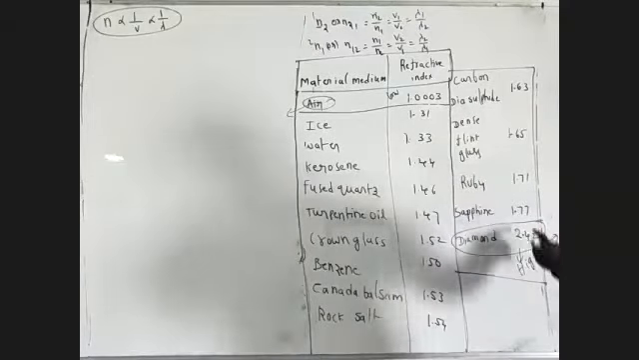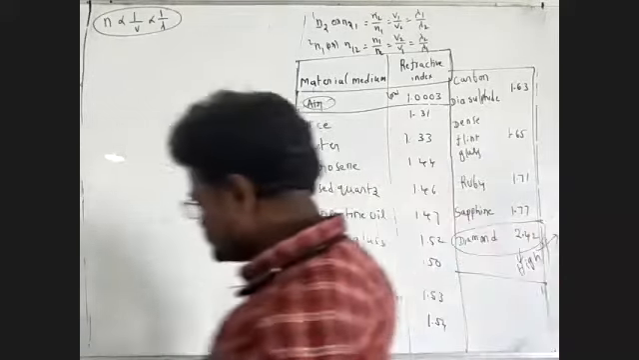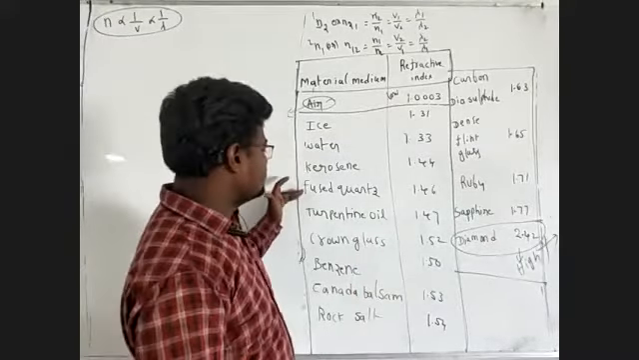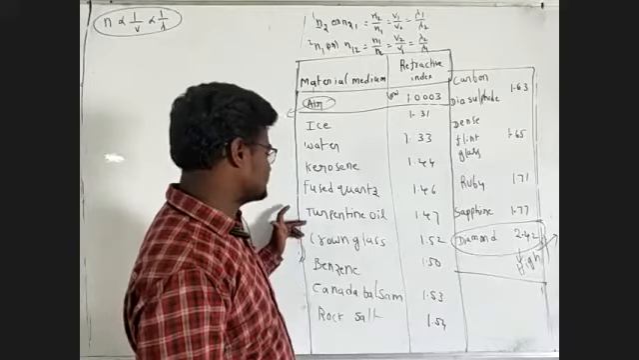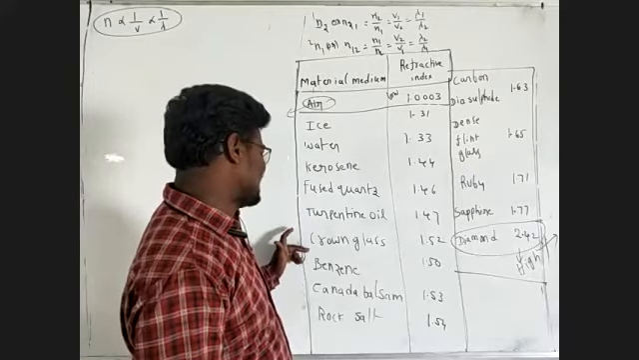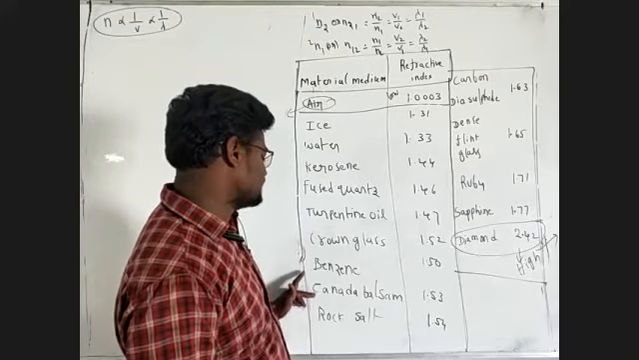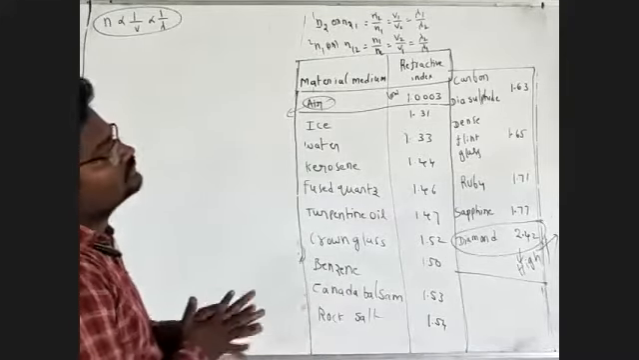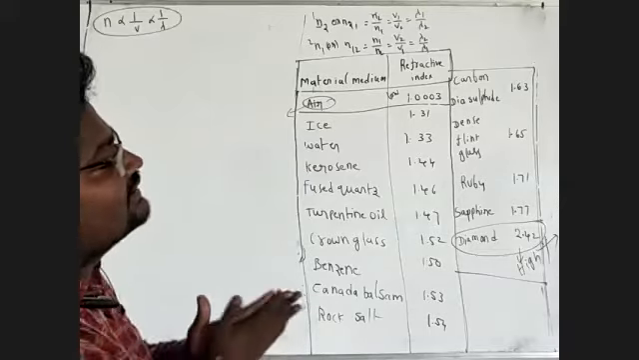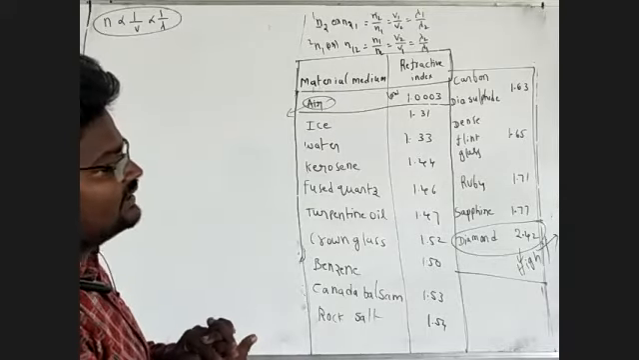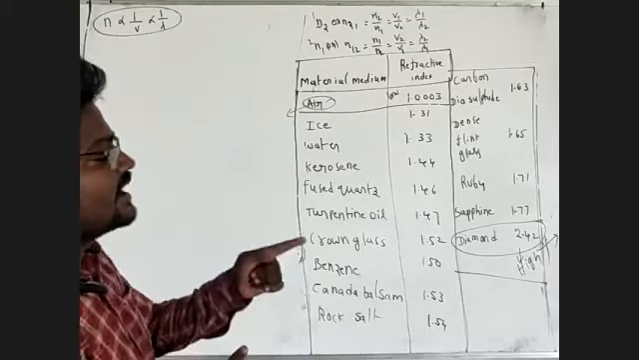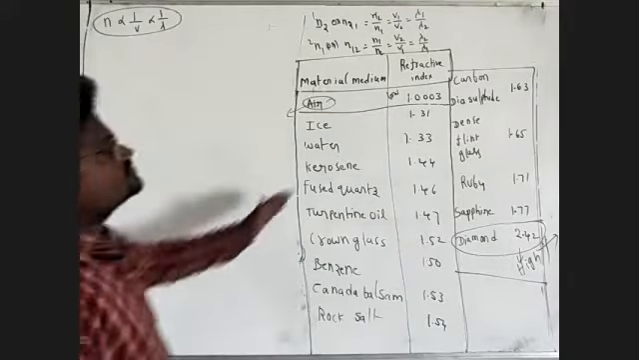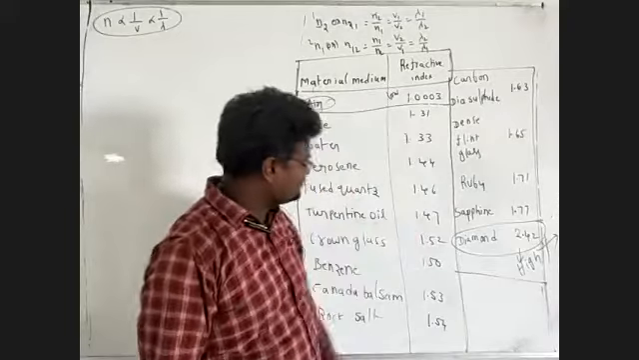In this table of material media, you will see ice, water, kerosene, fused quartz, turpentine oil, crown glass, benzene, Canada balsam, rock salt, carbon disulfide, dense flint glass, ruby, serpentine and diamond. We have the material medium and its refractive index value.